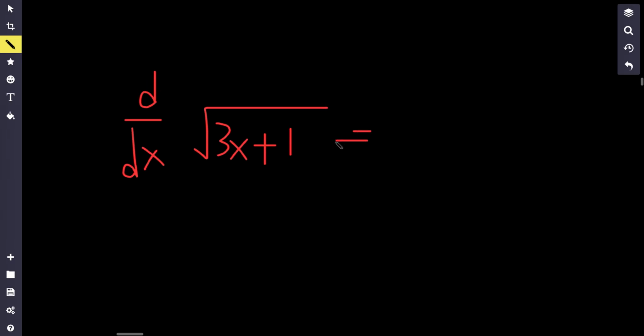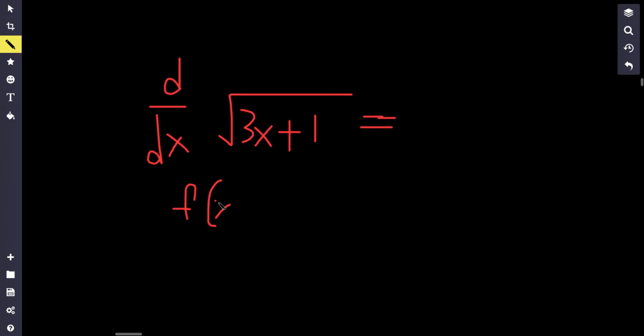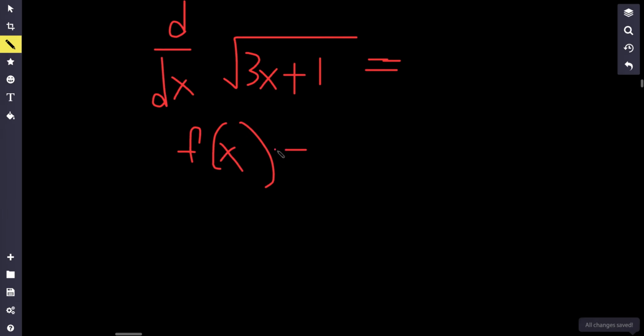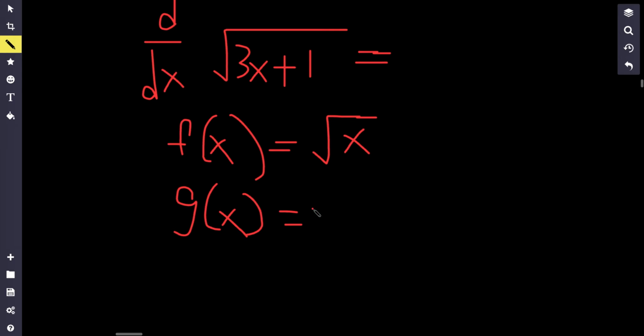How do we do it? Well, what's the outside function going to be equal to, and what's the inside function going to be equal to? You can think about our outside function as the square root of x. Our outside function is the square root of x, and the function on the inside is 3x plus 1.